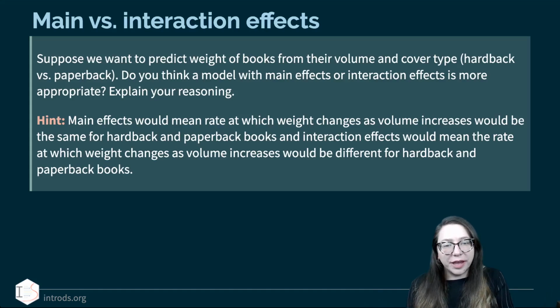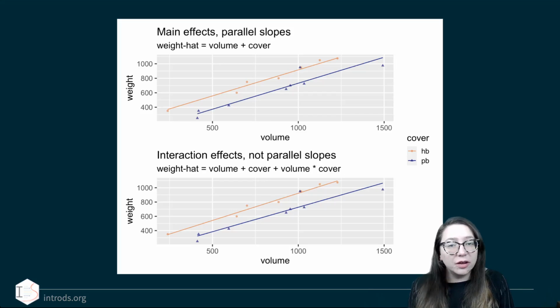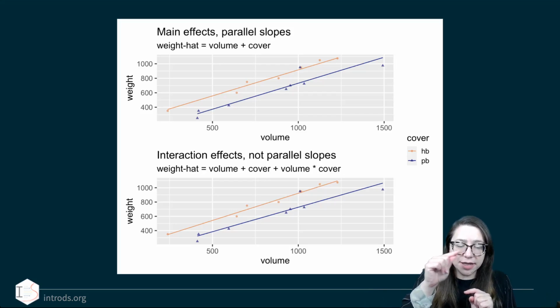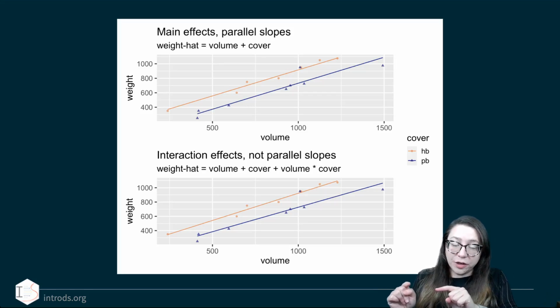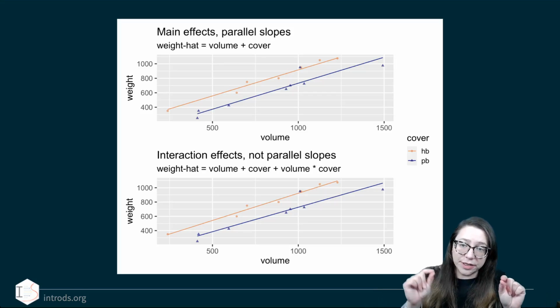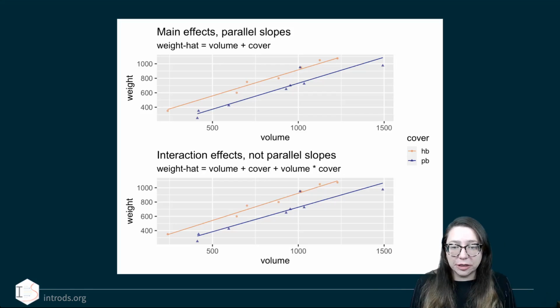All right, here are the two pictures that we have. On top, we have the main effects. So in this case, what we're saying is that, remember, the orange line is the hardback and the purple is the paperback. And those lines are parallel to each other. So as volume increases, weight is increasing at the same rate for both these types of books.